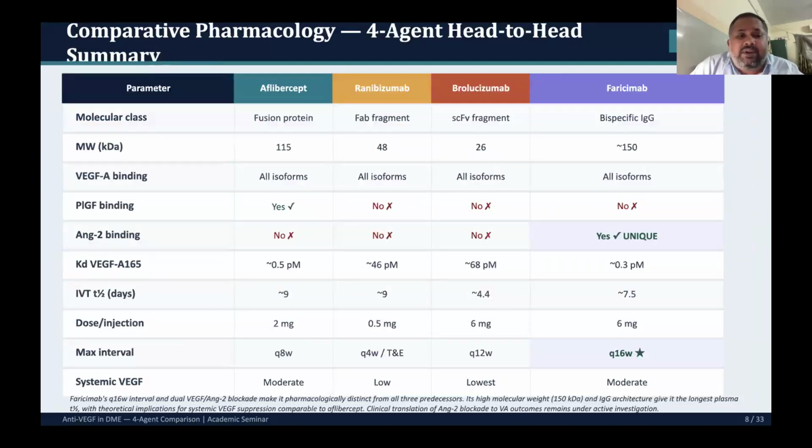I'm not going to go into detail through this table because it takes what I've just said and puts it in tabular form and compares them. What I'd like to point out though is the last row, which talks about the systemic VEGF level.